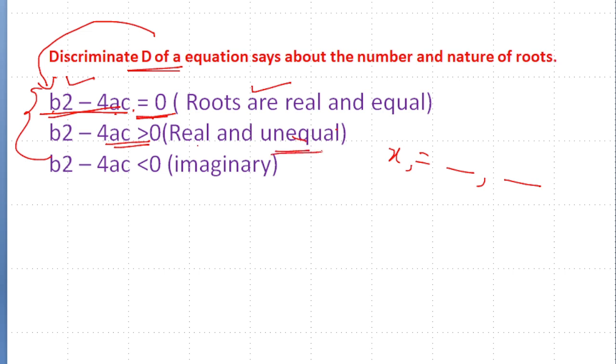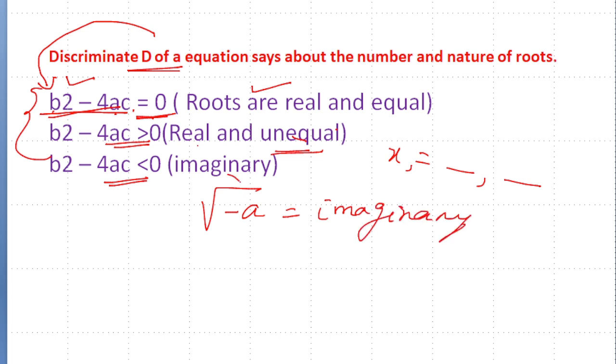If it is greater than 0, then it is real but not equal. It is real but unequal. And if it is less than 0, then the square root of a minus number, you already read in the first lesson, is imaginary. So here also the root of a negative number, when d is less than 0, is totally imaginary. Okay, so based on this we will check what the values are coming with some examples.